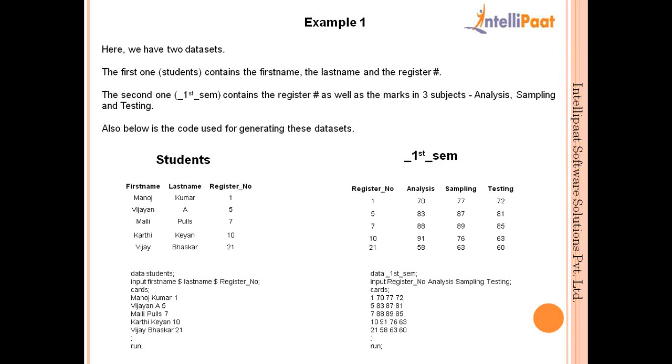You can see that here we have two data sets. The first one, student, contains the first name, the last name and the register number. Then the second data set has the registration number and various subjects called analysis, sampling and testing. Also, below is the code to use for generating these data sets. So that's a good thing for us. Let's go ahead and create these data sets first of all.